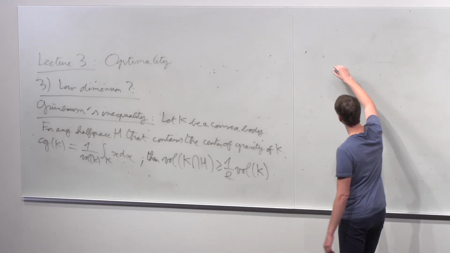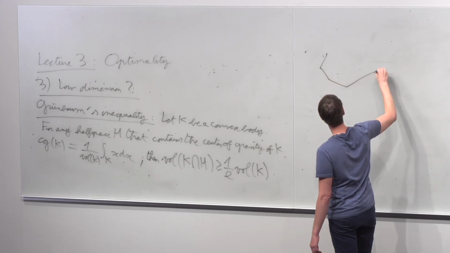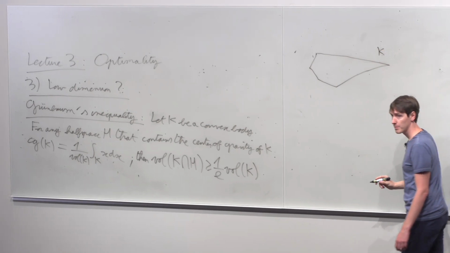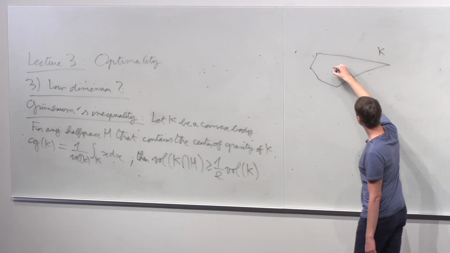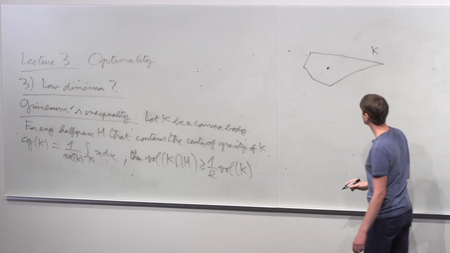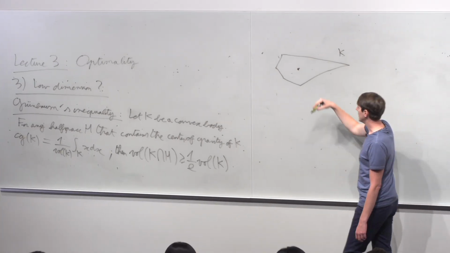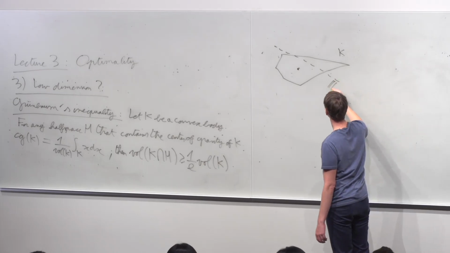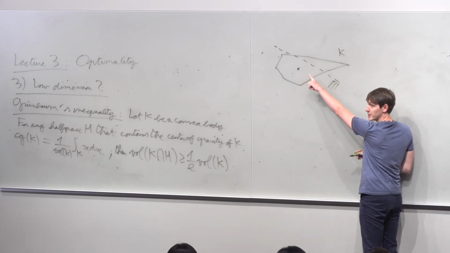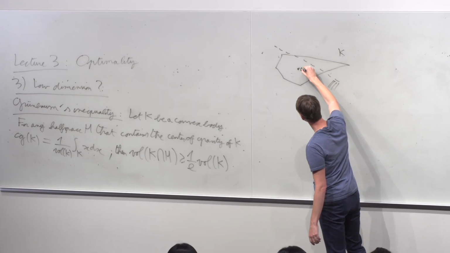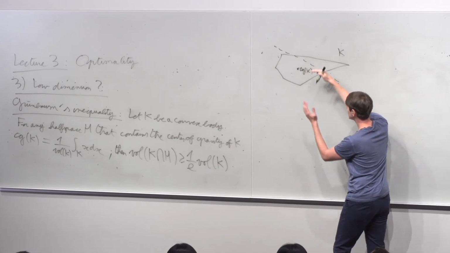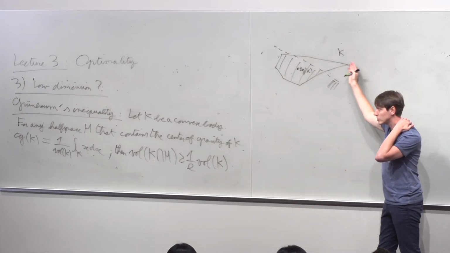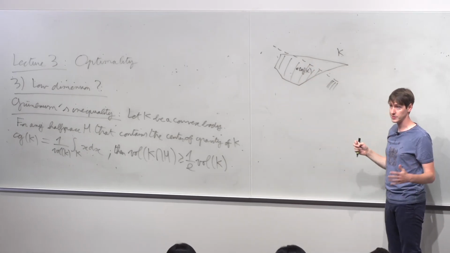Okay, so the picture is like this. This is my convex set K. My center of gravity is maybe somewhere here. And I have a half space, maybe that one. So this is my half space which contains this point. This point is the CG of K. And what I'm saying is that this intersection contains a constant fraction of the volume of the entire set.